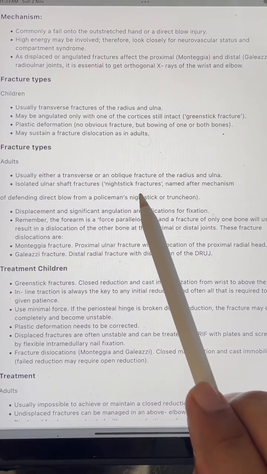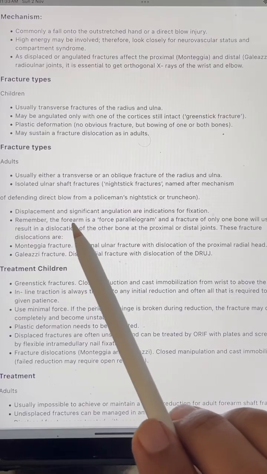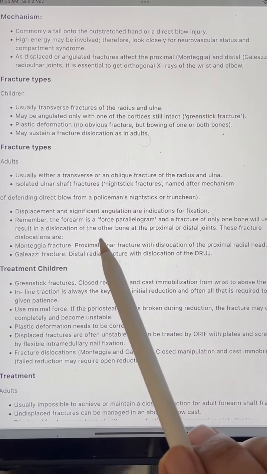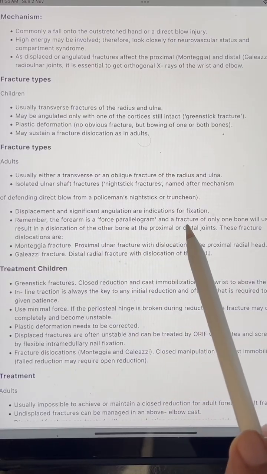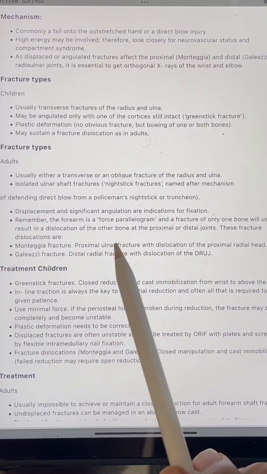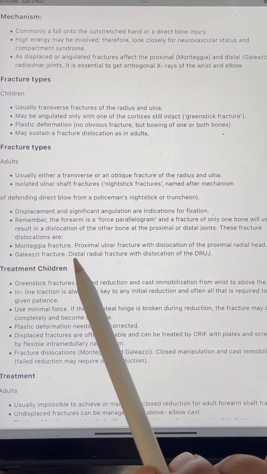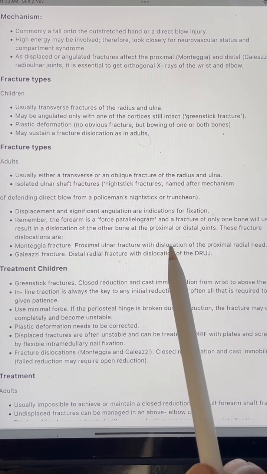Here is the nightstick fracture, named after the mechanism of defending against a direct blow from a policeman's nightstick or truncheon. Displacement and significant angulation are indications for fixation. Remember, the forearm is a force parallelogram, and fracture of only one bone will usually result in dislocation of the other bone at the proximal or distal end.